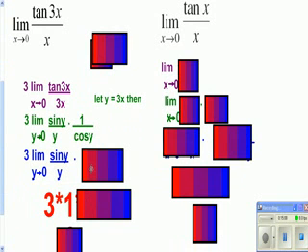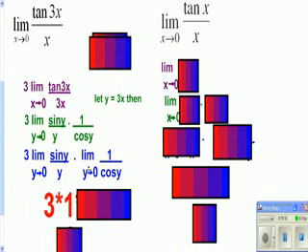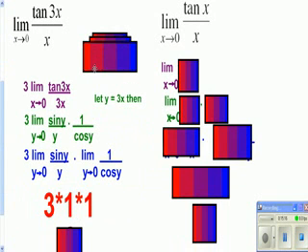Now, when I'm looking at evaluating the last part, all I have to do is just plug in 0, because the cosine of 0 is 1. So it'd be 1 over 1, so I get 1. So it'd be 3 times 1 times 1, so I get a limit of 3. Go ahead and try the next one and pause the video.